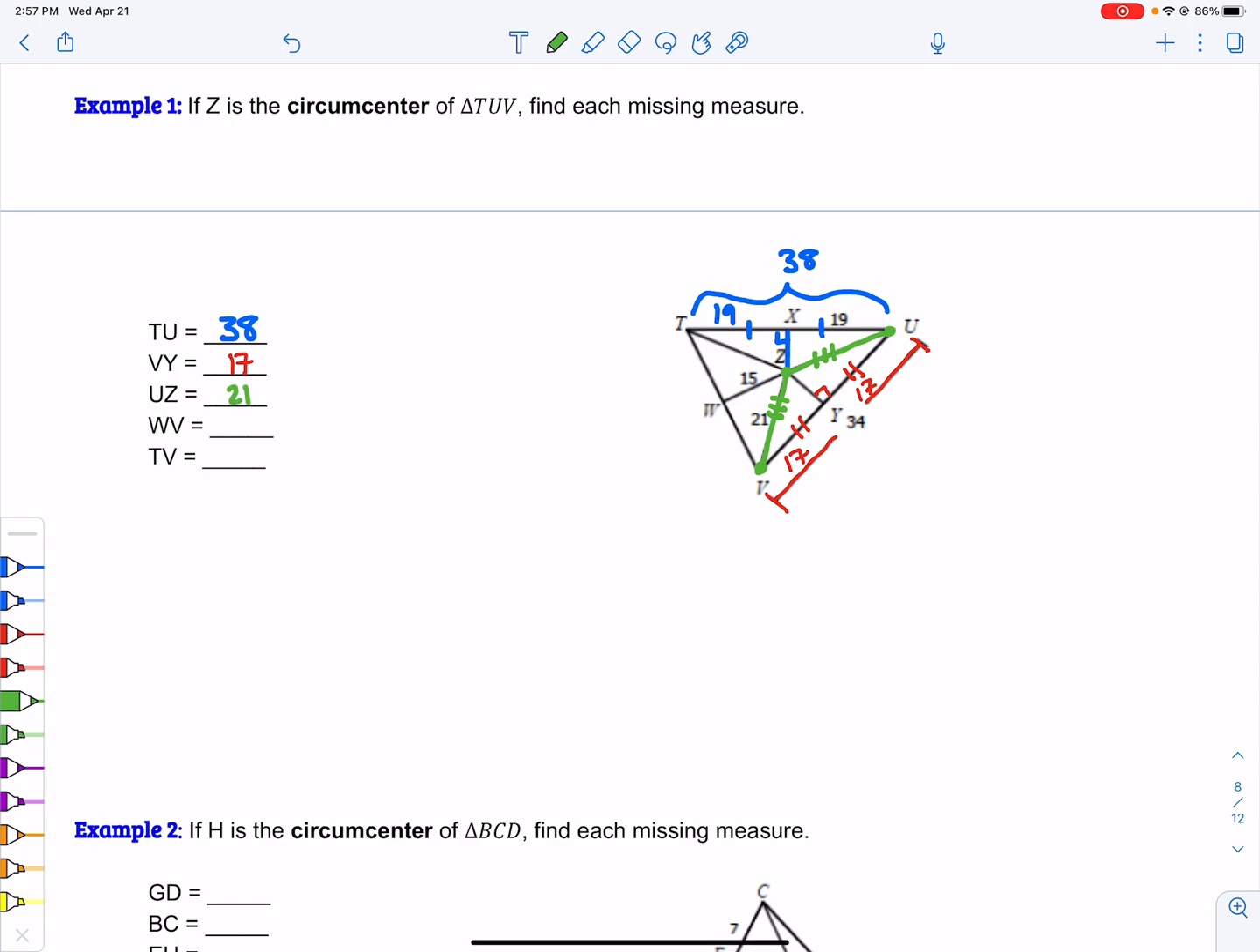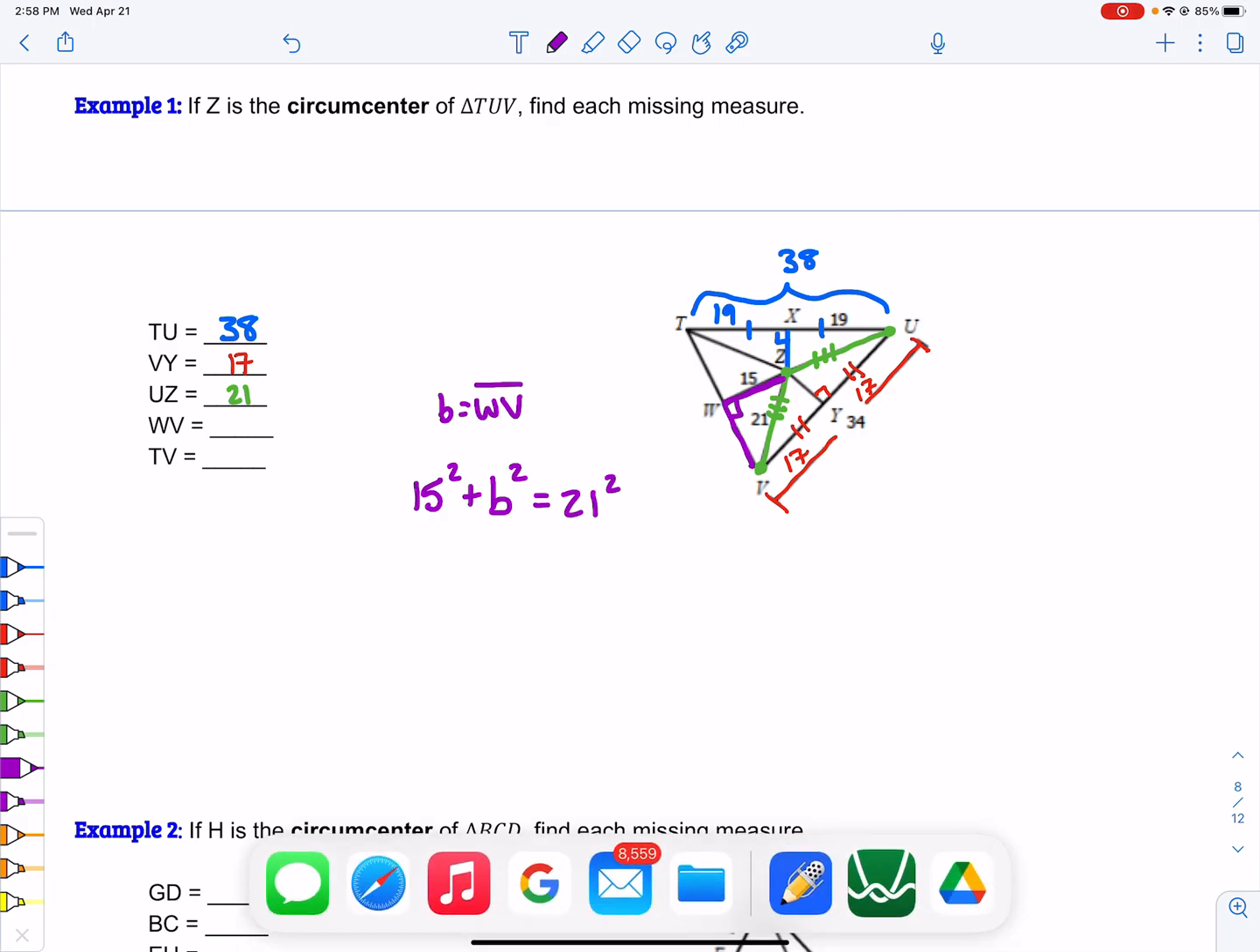All right, then they asked for WV. We have a hypotenuse of that little right triangle that equals 21, and we have one side equals 15. So we need to do the Pythagorean theorem to figure out the missing side. So I'm going to say 15 squared, and b in this case is going to equal the side I'm looking for, which is WV, and then the hypotenuse was 21. So 15 squared plus b squared equals 21 squared. Now let's use our calculator to help clean that up quickly.